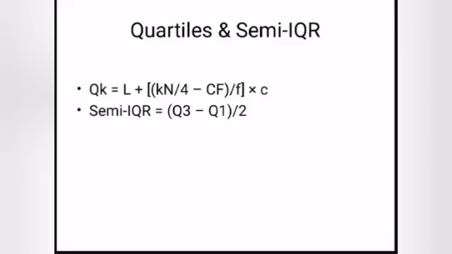So to find the semi-interquartile range, you first of all find your Q3 using this formula above, and find Q1 using the same formula above. Then you do Q3 minus Q1, all divided by 2. And that's how to find your semi-interquartile range.